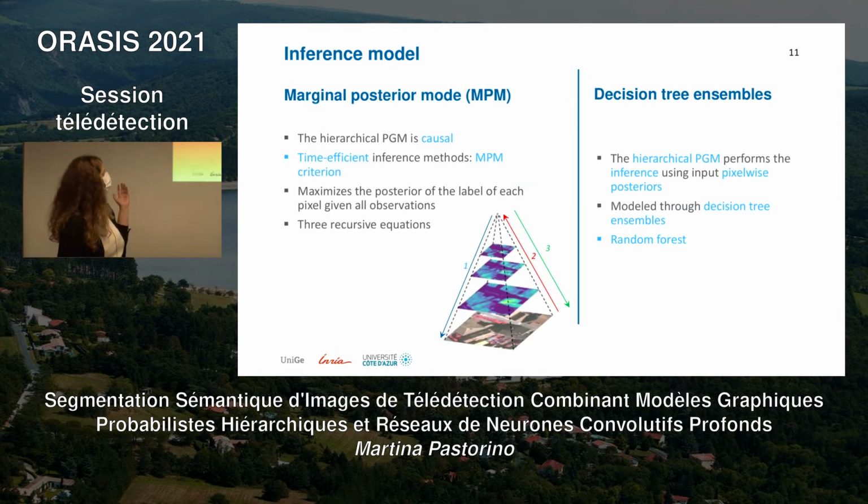Now that the whole probabilistic graphical model is causal, it is possible to use time-efficient inference methods, such as the marginal posterior mode criterion. This criterion maximizes the posteriors of the label of each pixel given all the observations, and it is based on 3 recursive equations. The hierarchical probabilistic graphical model performs the inference through input pixel-wise posterior probabilities, which are computed by a decision trees ensemble, such as random forest.